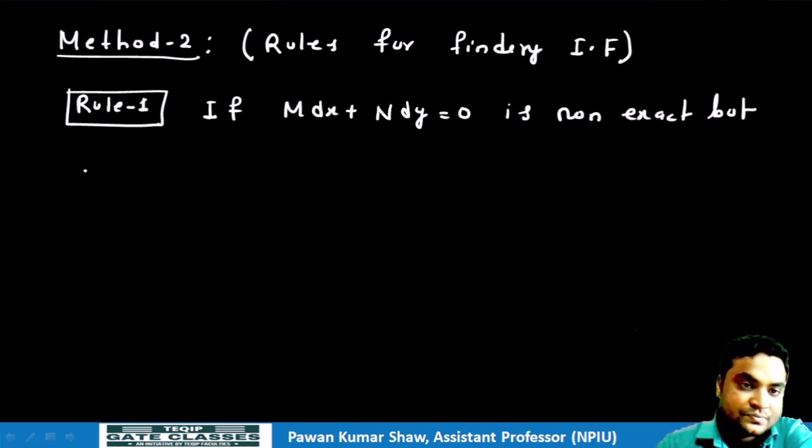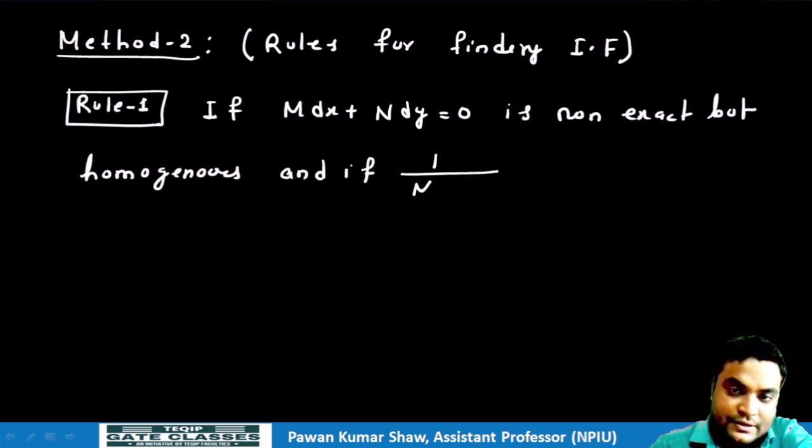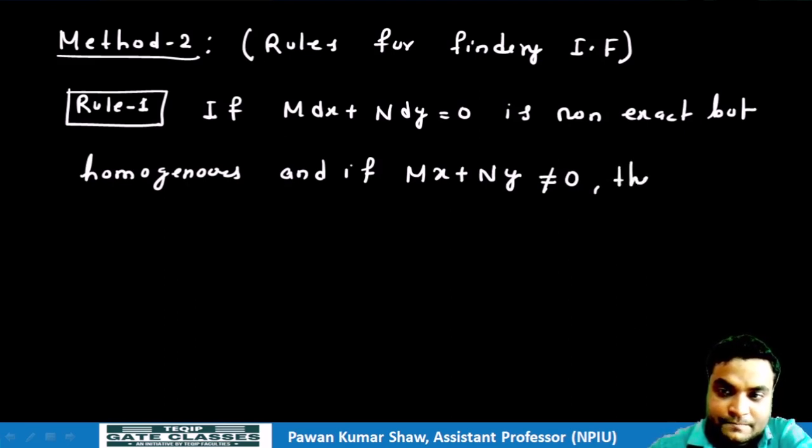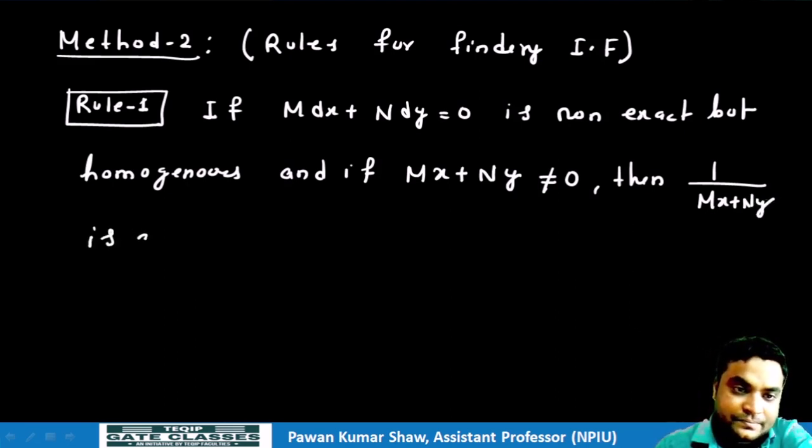homogeneous, that means the degree of M and N both are the same. And if Mx plus Ny is not equal to 0, in that case 1 by Mx plus Ny is an integrating factor.